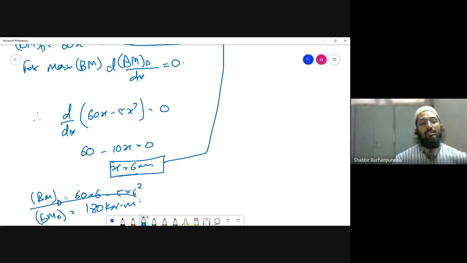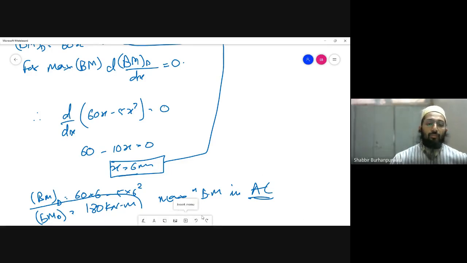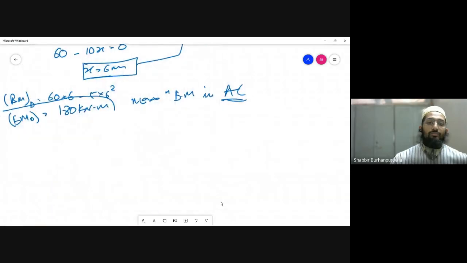So this is your maximum bending moment in AC. What is your maximum bending moment in AC? It is at point D, whose location we have determined to be 6 meters, and there your maximum bending moment comes to 180. Okay, so let us proceed further.